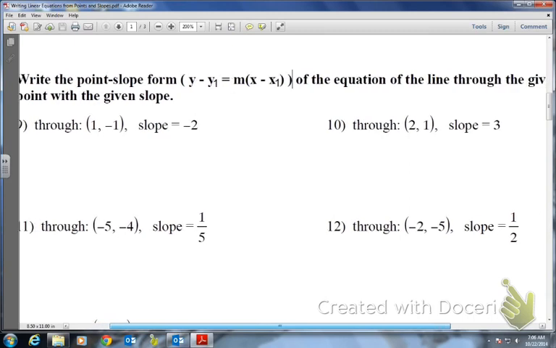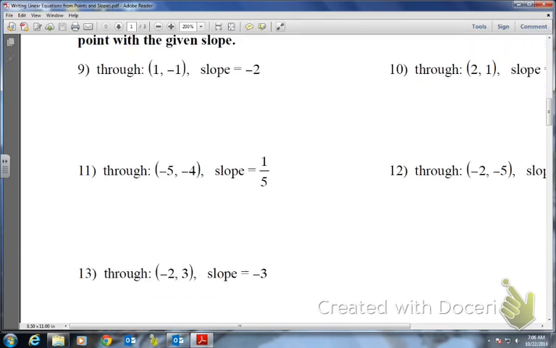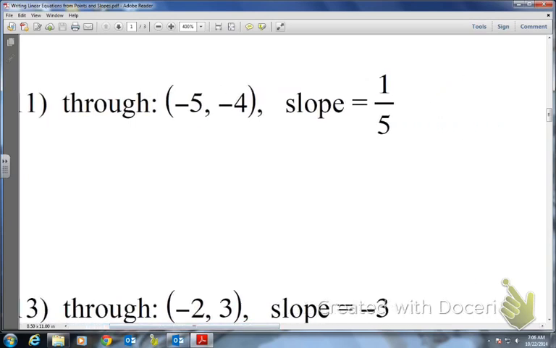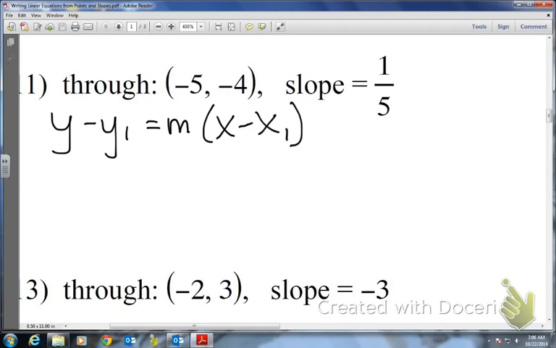So it says write the point-slope form of the equation given the line through the point with the given slope. So let's do number 11 together. So let me zoom into number 11. Alright, and again, I'm going to go ahead and write the original equation again. So y minus y1 equals m times x minus x1. So let's highlight what we know. Here's my slope. Here's my slope. So everywhere I see an m, I'm going to plug in 1/5. Here's my x-coordinate, and remember my x-coordinate always goes with my x. And here in pinkish red is my y-coordinate, and my y-coordinate always goes with y.